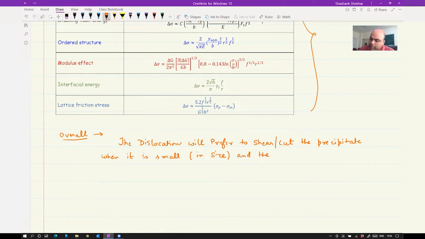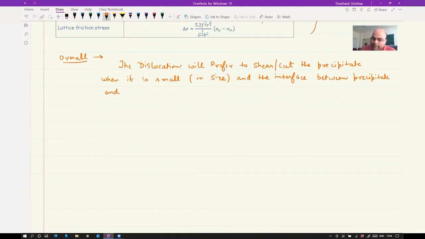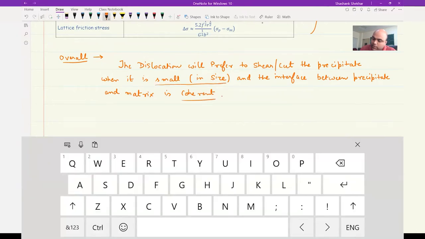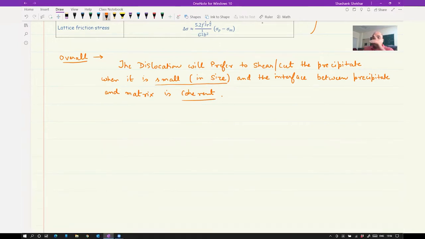and the interface between the precipitate and the matrix is coherent. So it has to be smaller in size and have a coherent interface. Okay. So if a dislocation is moving on the slip plane, it finds a precipitate, right? The dislocation will prefer to cut it or shear it if the precipitate size is small and the interface is coherent. Okay. Now, if the precipitate size becomes larger and larger, and that is what we also discussed before, isn't it?